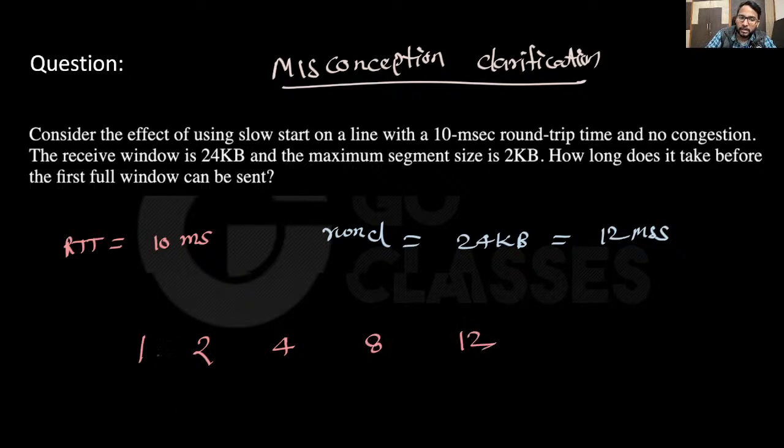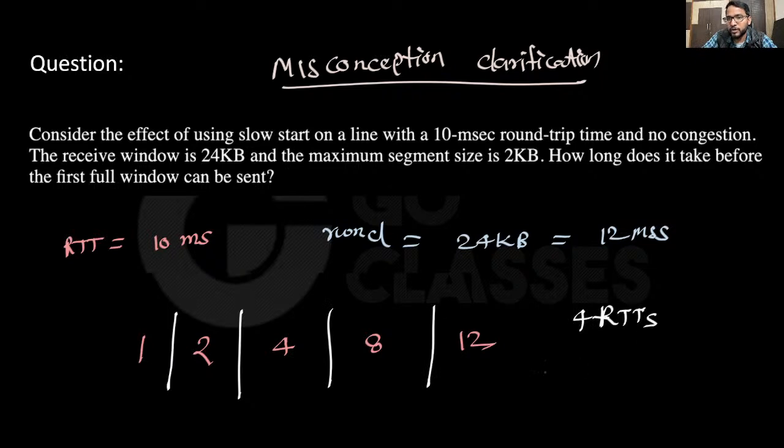So initially it is 1, then you get 2. So it is 1 RTT from 1 to 2. So it is 1 RTT, 2 RTT, 3 RTT, 4 RTT. Since it is 4 RTTs, you take 4 times 10, which is 40 milliseconds. So only Utsav has got this correct answer.